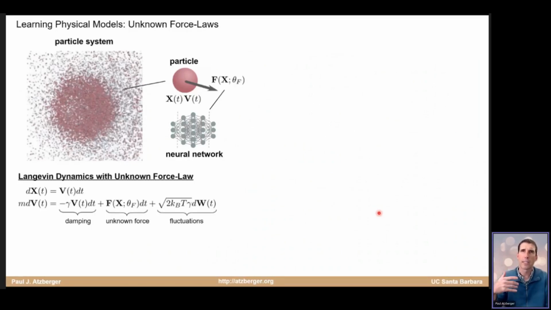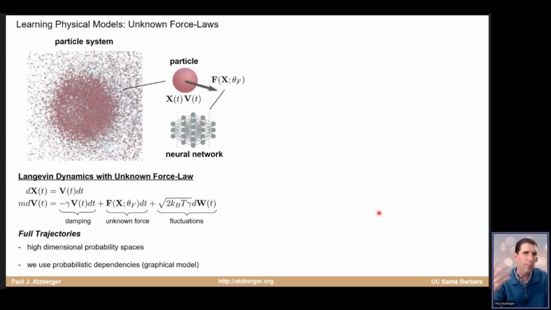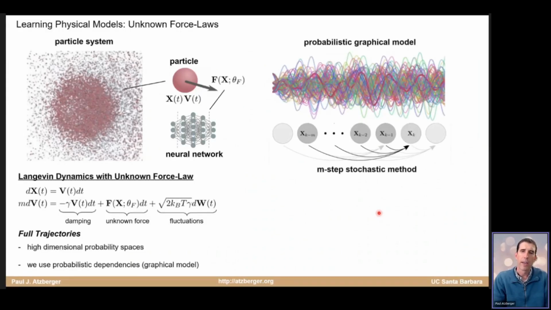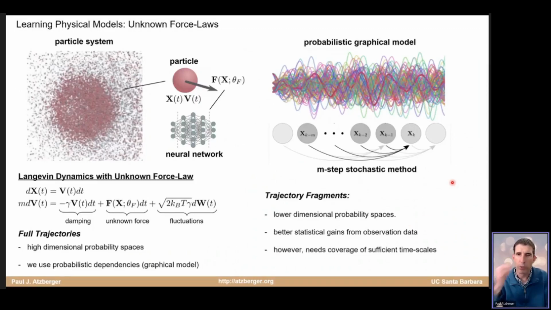Again, we're doing this in the context of inertial Langevin dynamics, so these are all second-order dynamical systems. You have to grapple again with that issue of high dimensionality, and we're really going to exploit the probabilistic dependencies to get a reduction in the dimensionality, which will increase the sensitivity in the learned model to the underlying trajectory data. So we're doing this again for these different training protocols that I mentioned, on trajectory fragments.